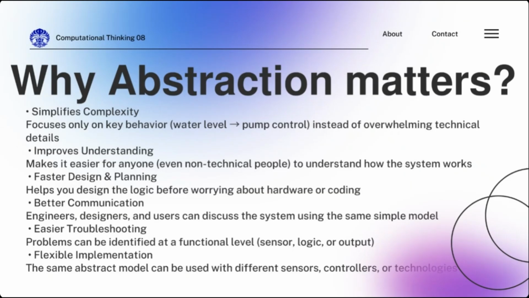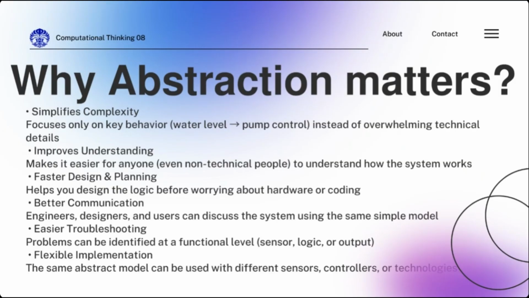So why does abstraction matter? It's because it simplifies complexity. These abstractions focus only on key behavior, like water level to pump control, instead of overwhelming technical details. The next one is improved understanding, which makes it easier for anyone to understand how the system works. The third one is faster design and planning, which helps you design the logic before worrying about hardware or coding.